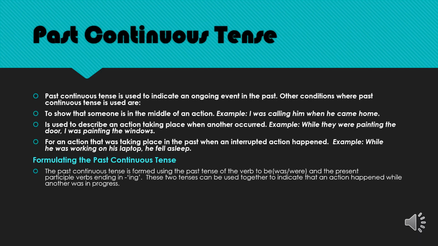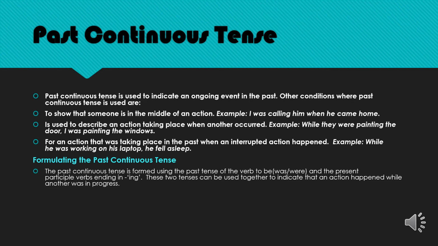Let's proceed. The second type is past continuous tense. Past continuous tense is used to indicate an ongoing event in the past. As I had already taught you for present tense, continuous tense is actually indicative of the ongoing event, whether it is in past or present. If it is present continuous, then the time is present, or if it is past continuous, then the event is in past. Other conditions where past continuous tense is used are to show that someone is in the middle of an action. Example, I was calling him when he came home.